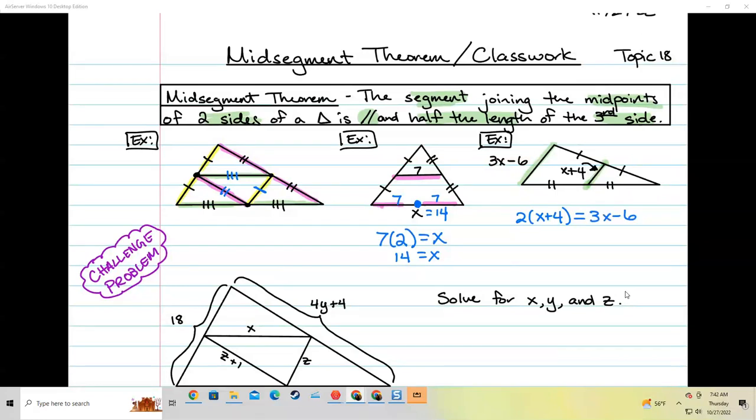I'm glad I wrote it with that parentheses because that's reminding me that I need to distribute. That's going to say 2x plus 8 is equal to 3x minus 6. I'm going to go ahead and subtract 2x on each side. 8 is equal to x minus 6. I add 6 to both sides, and I get that x is equal to 14.